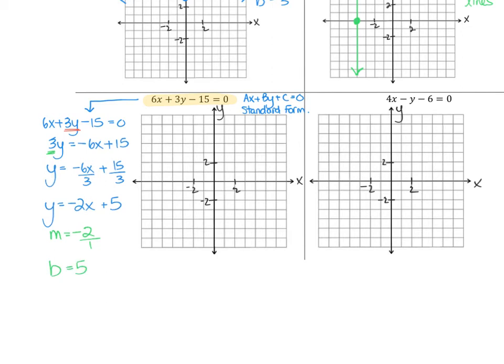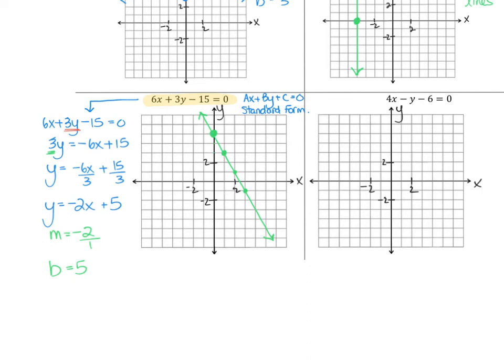3 steps. Plot the y-intercept first at positive 5. Then our slope is negative 2 over 1. So we're going to go down 2 from that point, and to the right 1. Down 2, right 1, down 2, right 1. I'm going to join that up, extend, and put arrows on it. Okay, so that's sort of combining it all into one process, which is what you really, really want to master.